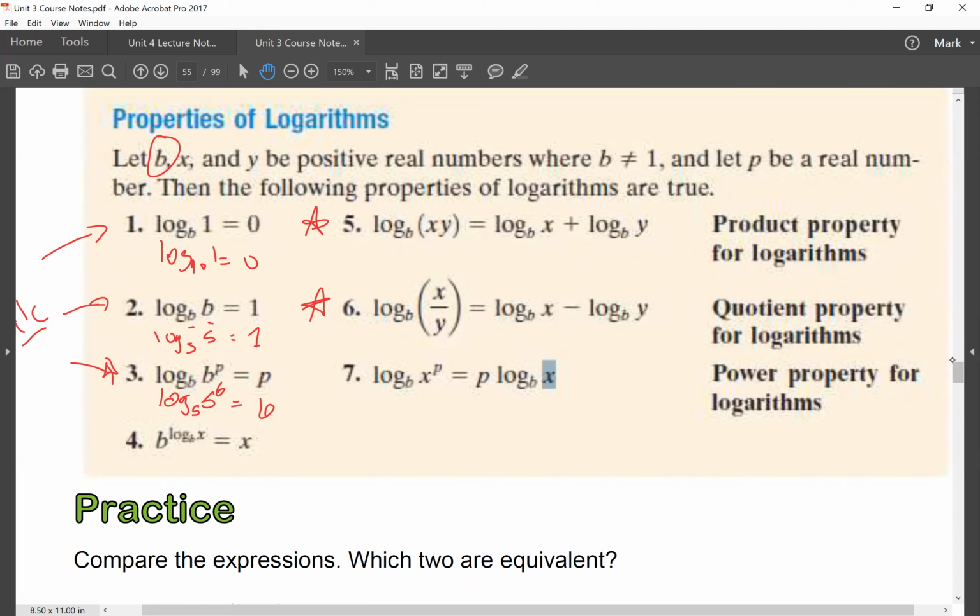Rule 5 says that if you have a logarithm, it doesn't matter what the base is. And remember, the base is this number down below. But inside of that, if you have x and y, you can separate that and you can turn it into an addition. So log base b of x times y can be expanded to be log base b of x plus log base b of y.